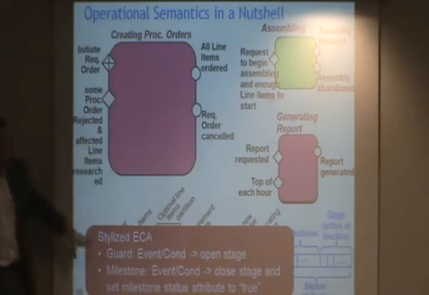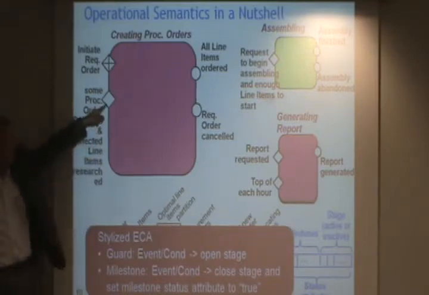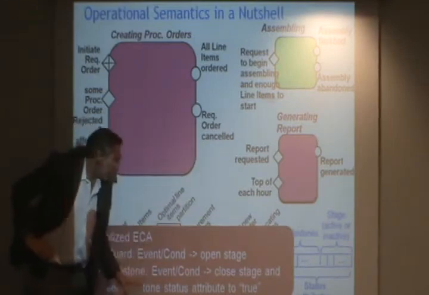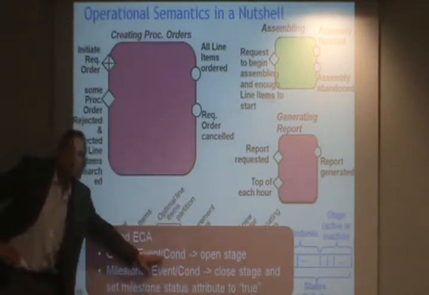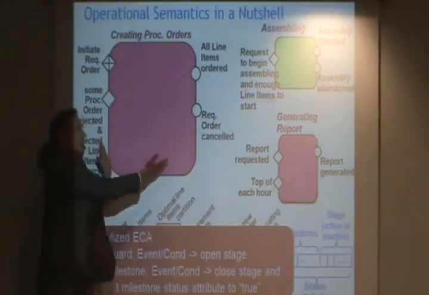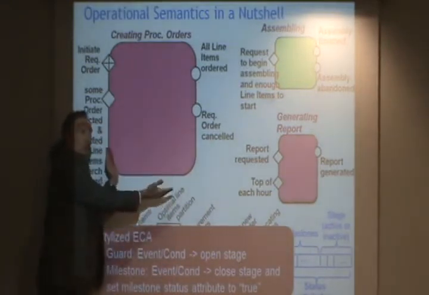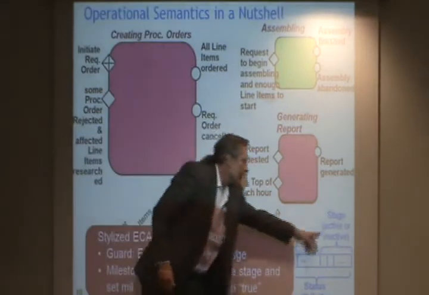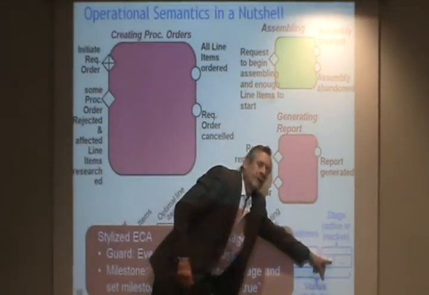And the first class of ECA rules I'm going to work with are the guards. The guards basically say, if you've got this event and or condition happening, then go ahead and open the stage. Open it up. And, by the way, change the stage indicator over here to active.